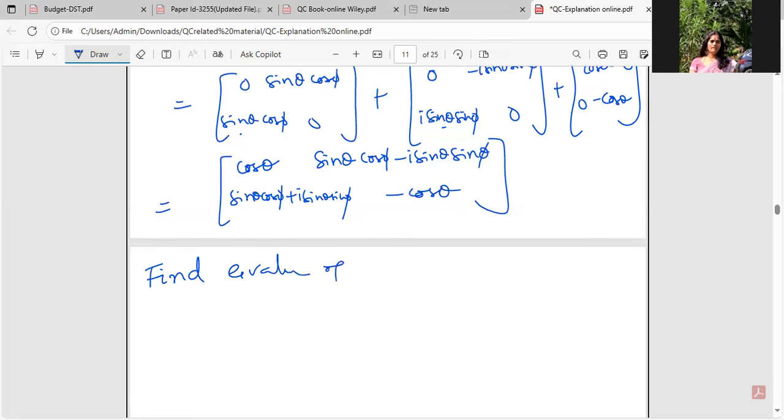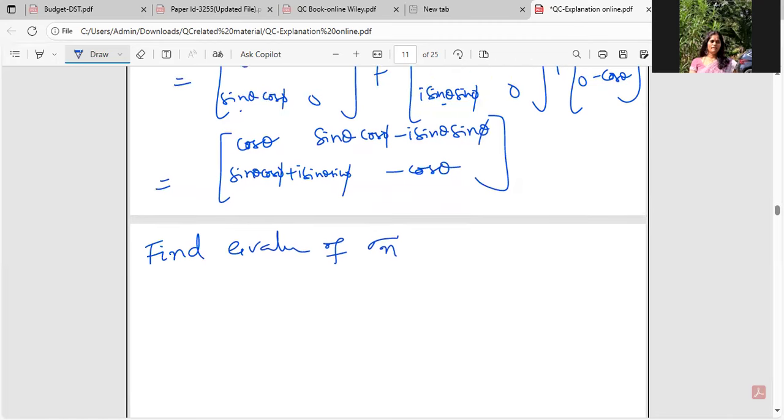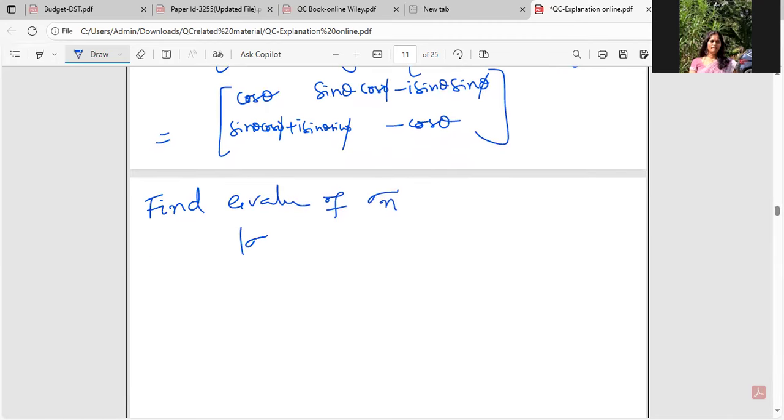eigenvalues of sigma n. Okay, what is sigma n? Sigma n is nothing but the representation of the position vector on the Bloch sphere. If I want to find the eigenvalues, what happens? Just see. The equation is sigma n minus lambda, for anything, it is like that, is equal to 0.